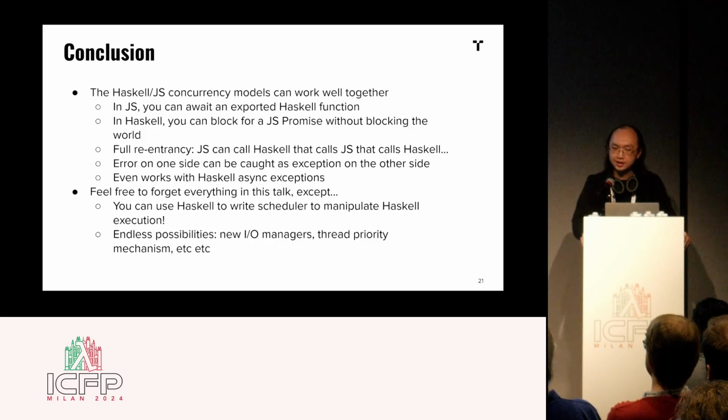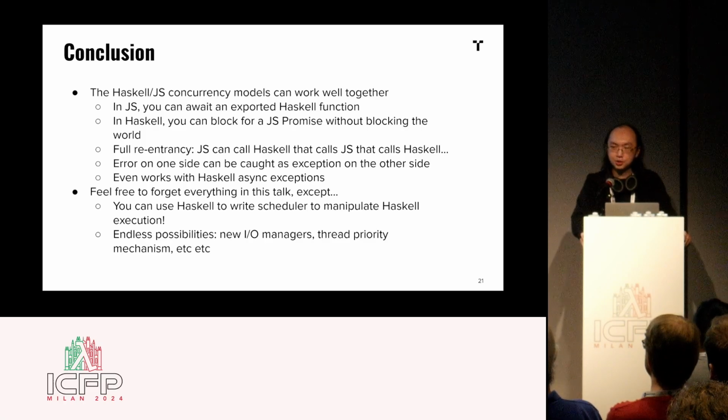So the Haskell and JavaScript concurrency models can work really well together. What it really achieves is that in JavaScript, you can await an exported Haskell function like a native async function. And in Haskell, you can always block for a JavaScript promise without blocking the entire world. And an error on one side can be caught as an exception on the other side.